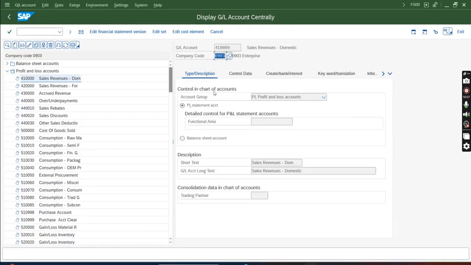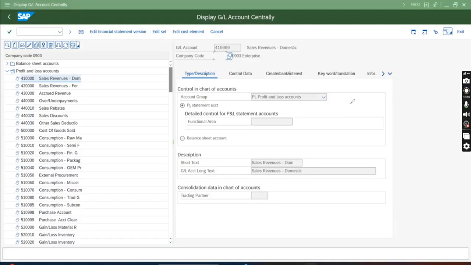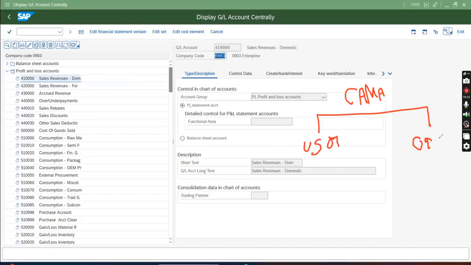Now here it is the chart of accounts segment. A GL account may have two segments, chart of accounts segment and company code segment. A chart of accounts can be shared by multiple company codes. So here the chart of accounts is CANA. It is already shared. It was under US01, we already knew, and now 0903 is also sharing the same chart of accounts.